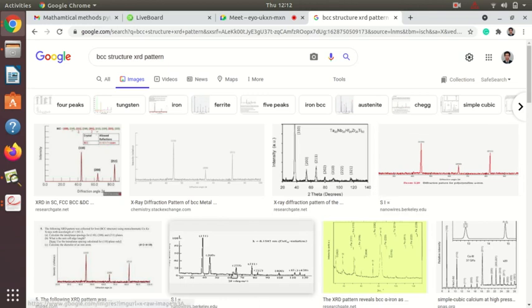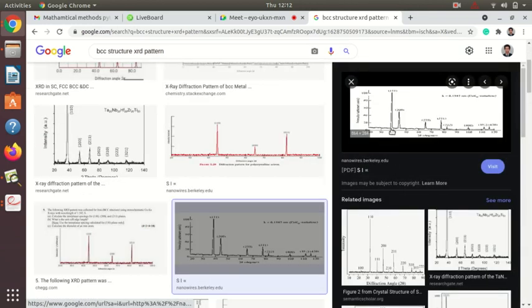Now you can see here this is not surely BCC because the structure is not equidistant. So I cannot say whether it is BCC or not because some peaks might be missing here. So in that case we have to find out.